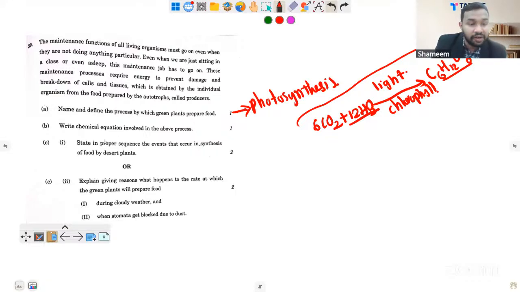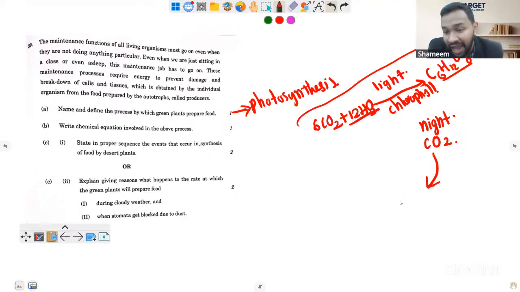What's the confusing part here? In desert plants, when do they open the stomata, daytime or night? They open the stomata in the night. That's why they fix carbon dioxide at night. They fix this carbon dioxide into an acidic intermediate.